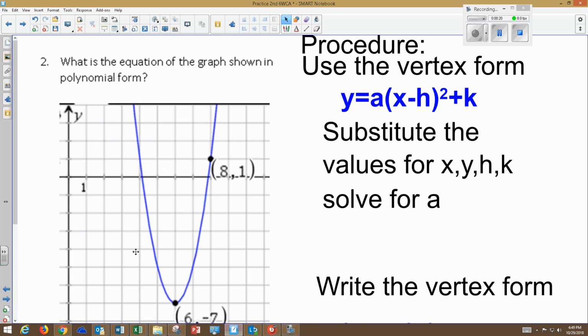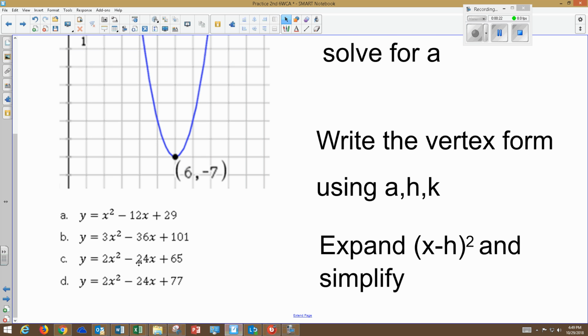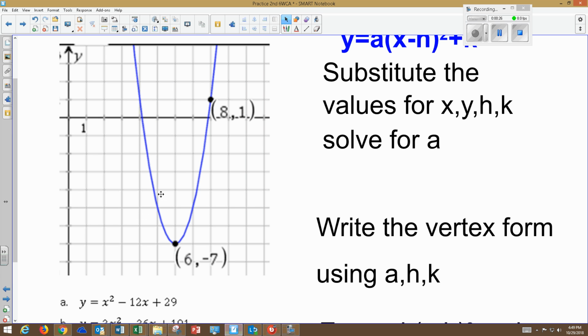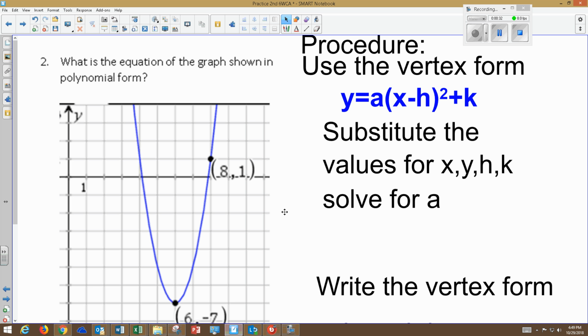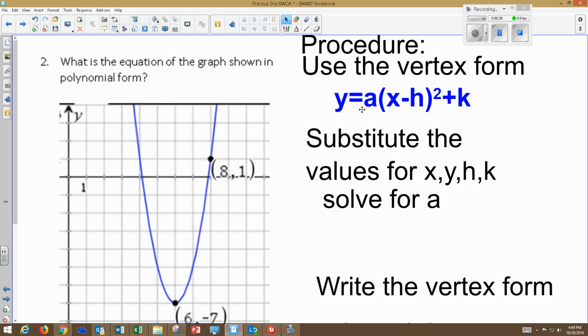Now there are really two ways to do this. We could graph all of these answer choices and match them to the graph and make sure that the points (8, 1) and (6, -7) are on there. Another way we can do this, and the way that I would prefer you do it, is that you use the vertex form. And they give you actually quite a bit of information here.